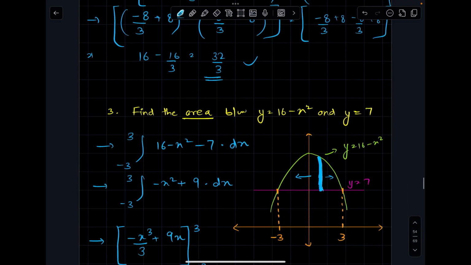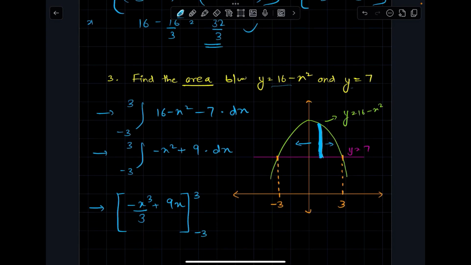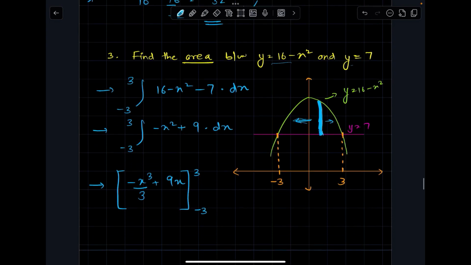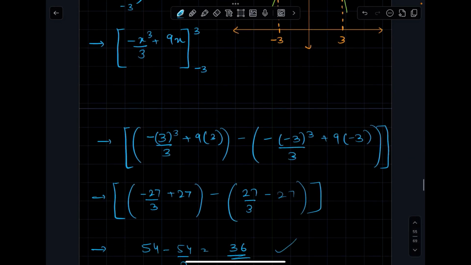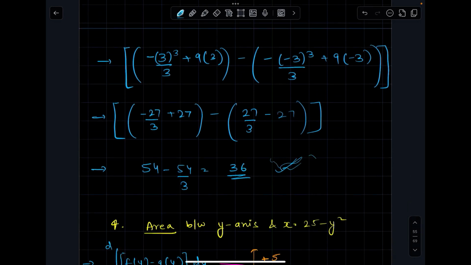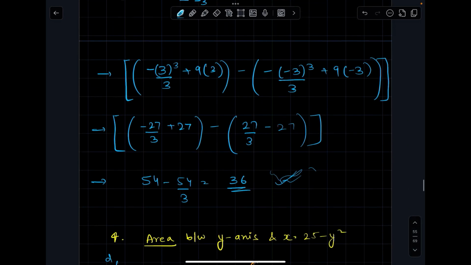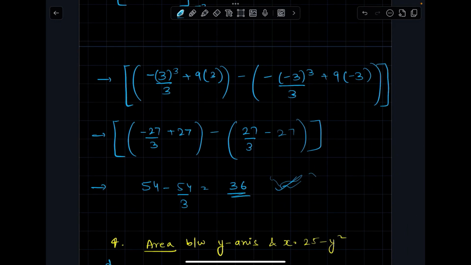Okay, so find the area between this quadratic and this line. This time I've drawn it correctly. We have to integrate it as normal. The quadratic is above the line at all points, so that is f of x, and the line is going to be g of x. We integrate this, and our answer should be 36. Okay, pause the video and solve.